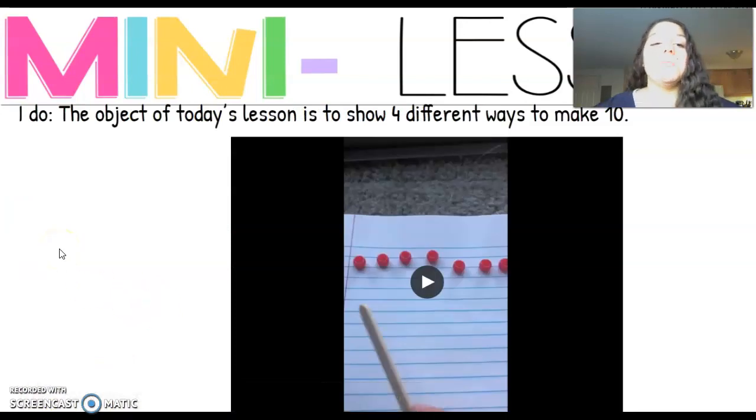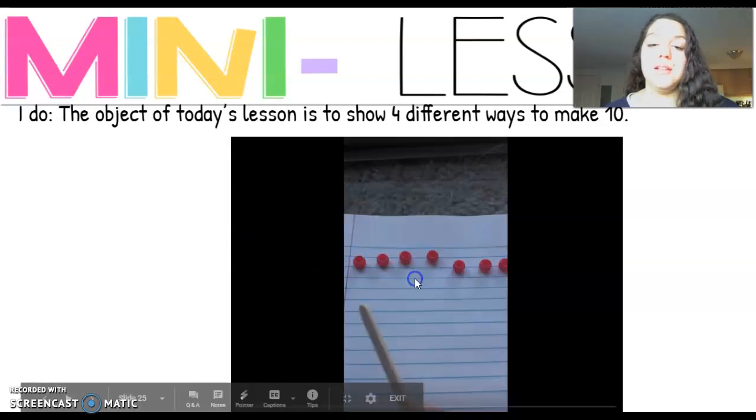So remember, the objective of today's lesson is to draw 4 different ways to make 10. I did this earlier, and I'm going to show you the video. I want you to pay attention on how I make 10 a different way.